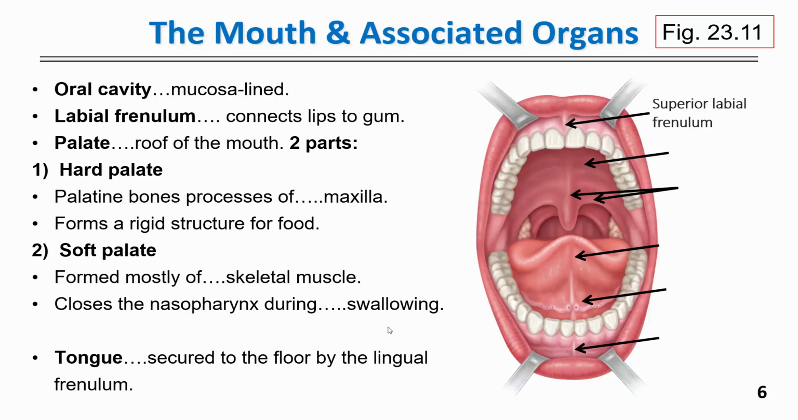And if we take a look at these labels here, we see the superior labial frenulum that connects the lips to the gums. We have the hard palate formed by the processes of the maxilla, and that is connected to the skeletal muscle, which is called the soft palate. Here you see the tongue, and the tongue is connected to the floor of the oral cavity through the lingual frenulum, and the inferior labial frenulum in a similar way as we saw at the very top with the superior labial frenulum. The inferior connects the lips to the gums.